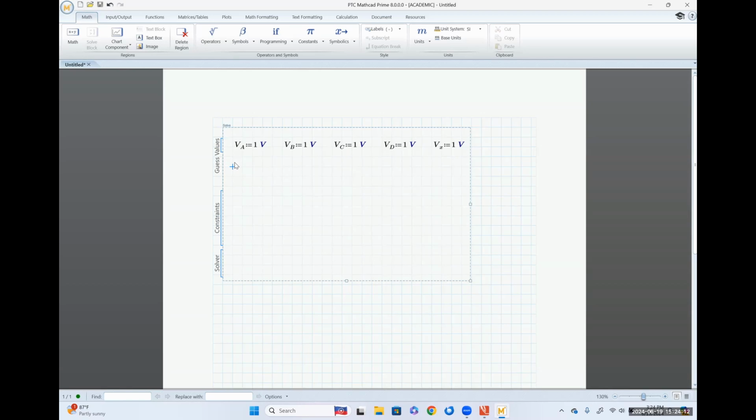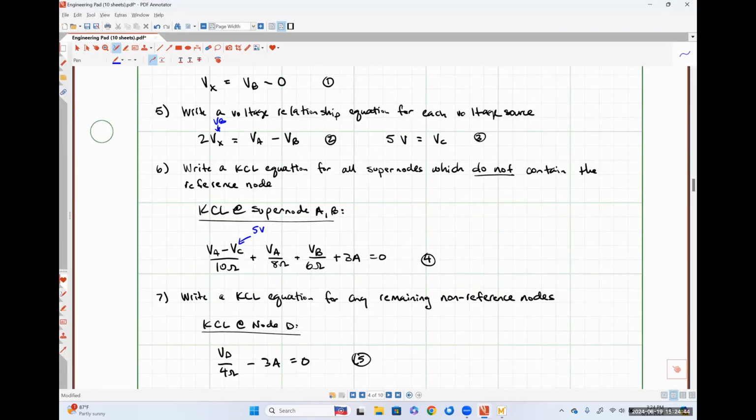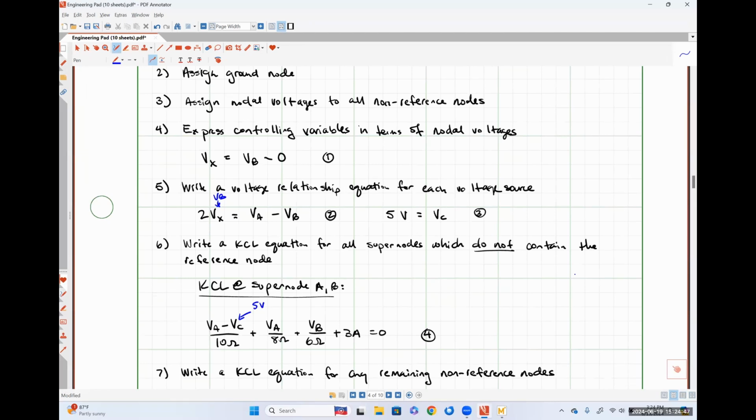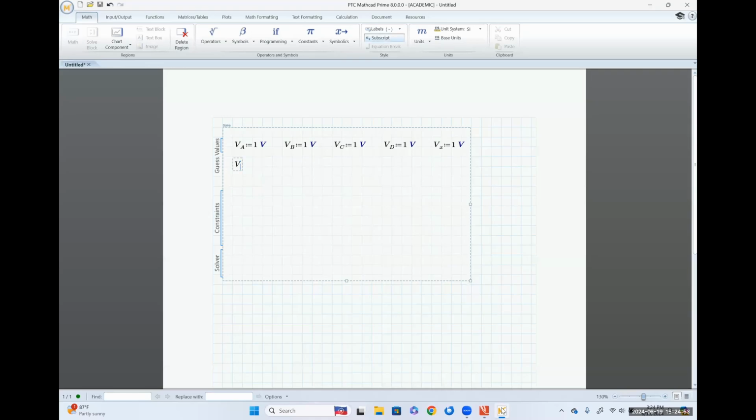Now I'm in the constraints section because I've declared all 5 of my variables. I'm going to start typing up here where my cursor is, and once it realizes I'm putting in a constraint equation, it'll make the constraint bracket larger. The constraint section is where I type in the equations that we developed in our nodal analysis. I'll have to refer back to some of these. Our first equation was simply that Vx is equal to Vb, so I'm going to type in Vx.